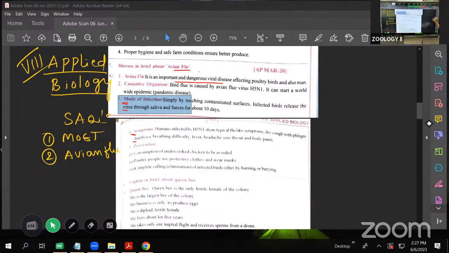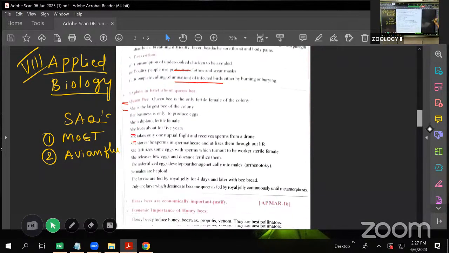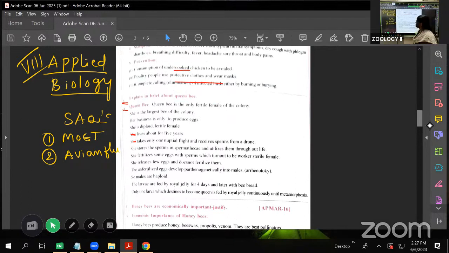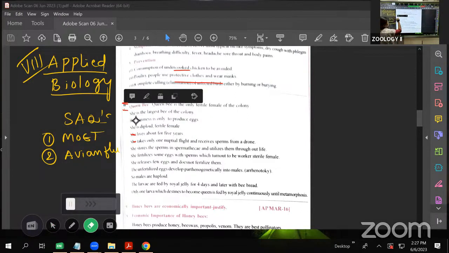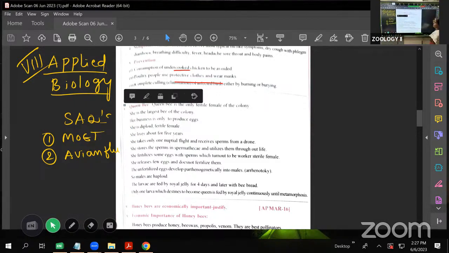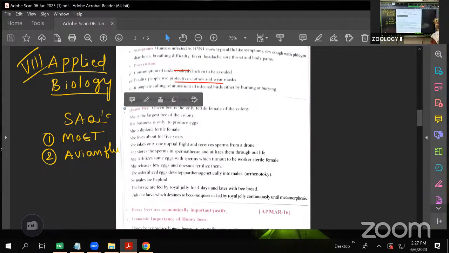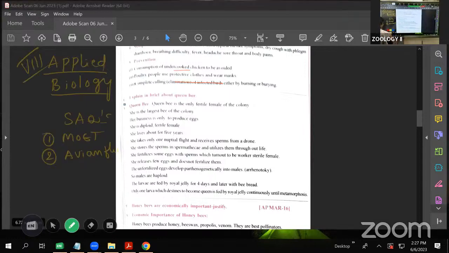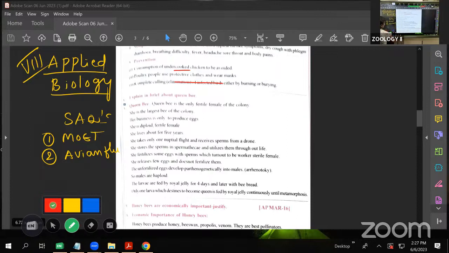Queen bee. Next one is the queen bee. In a bee colony, a honey bee colony, three types of insects are present. They are mainly the queen. The queen is the larger one, and her lifespan is also longer.